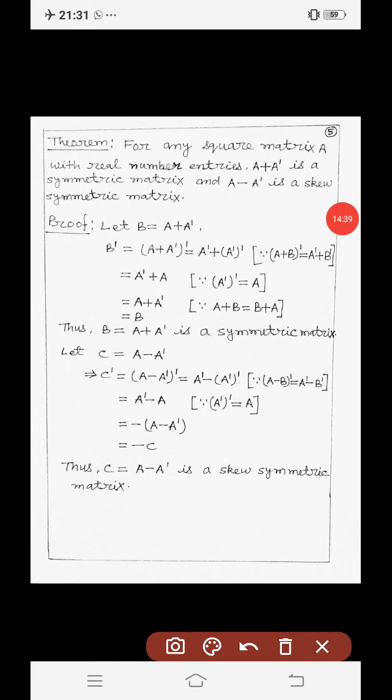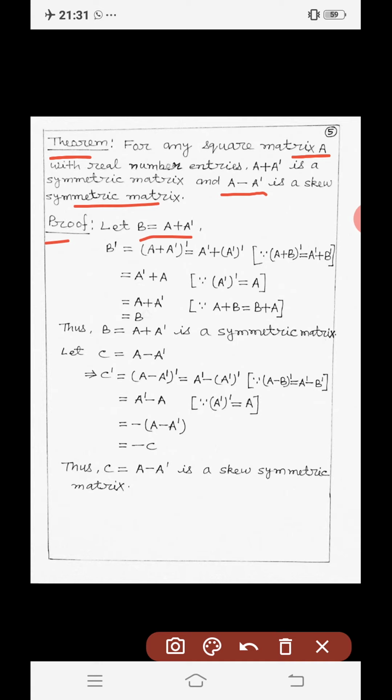Now we will discuss one theorem. For any square matrix A with real number entries, A plus A transpose is a symmetric matrix and A minus A transpose is a skew symmetric matrix. Here we start the proof. Let B equal to A plus A transpose.